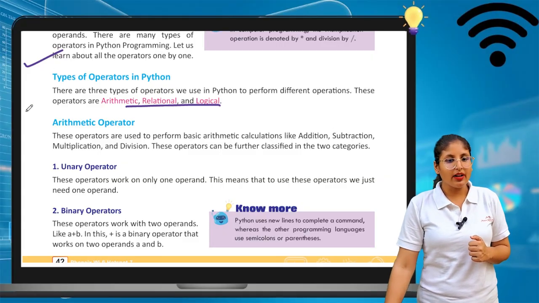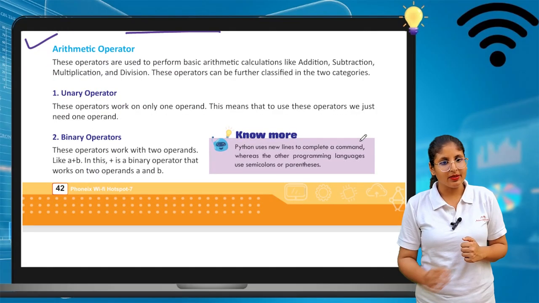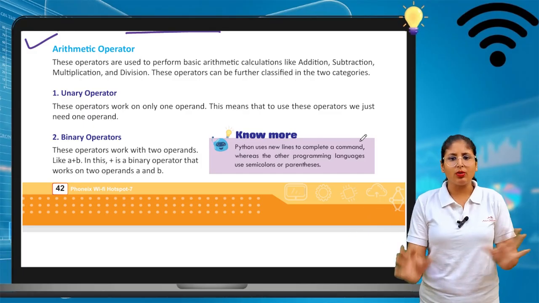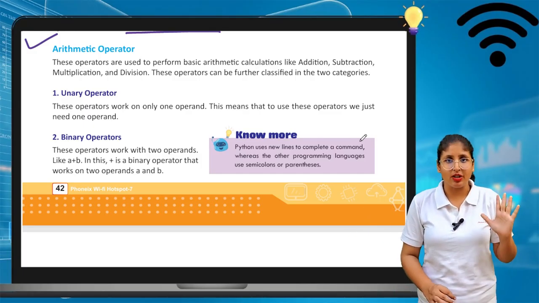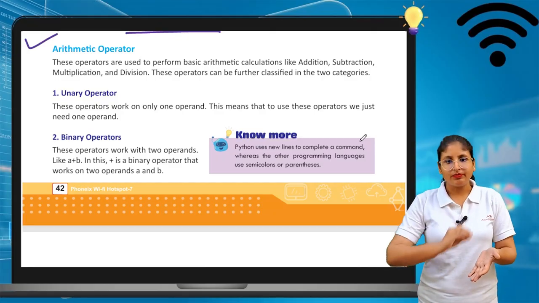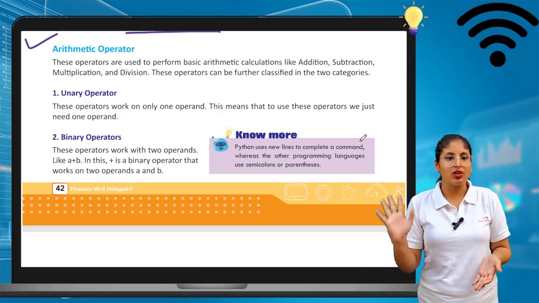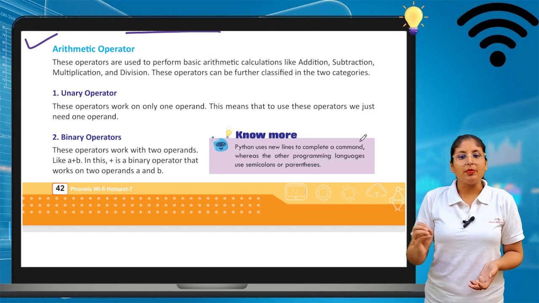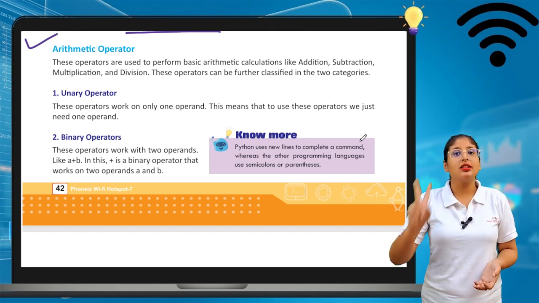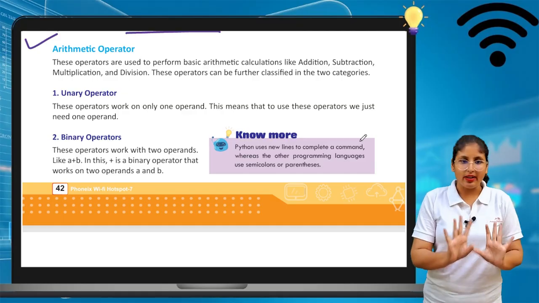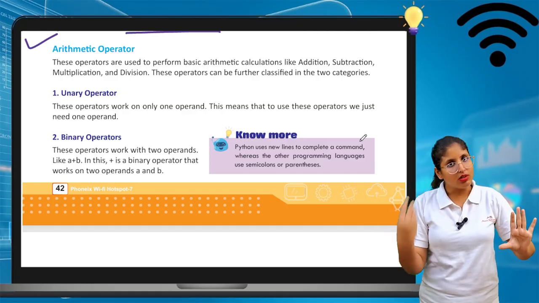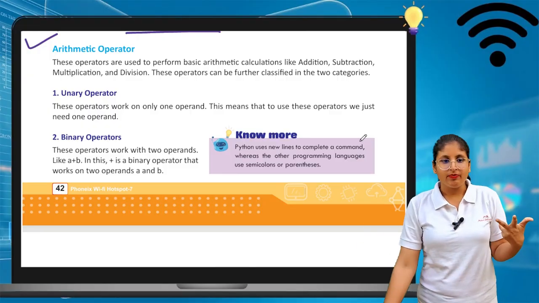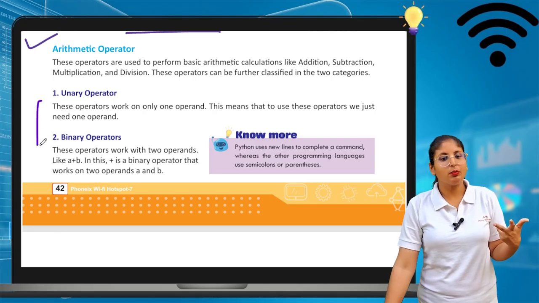First, start with arithmetic operators. These operators are used to perform basic arithmetic calculations like addition, subtraction, multiplication and division. So we can solve basic calculations with the help of arithmetic operators. These operators can be further classified into 2 categories: one is unary operators and the second is binary operators.